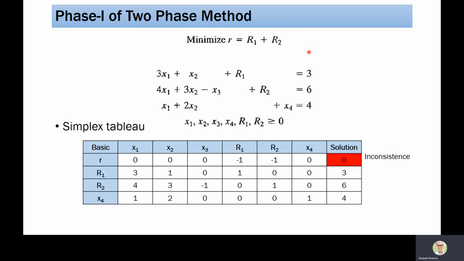Let us see how. So this is the simplex table. We already discussed how R1, R2 and X4 can become our starting basic feasible solution. Now here we have a row corresponding to R rather than Z. Now we have X1, X2, X3, R1, R2 and X4. These columns we are familiar with.